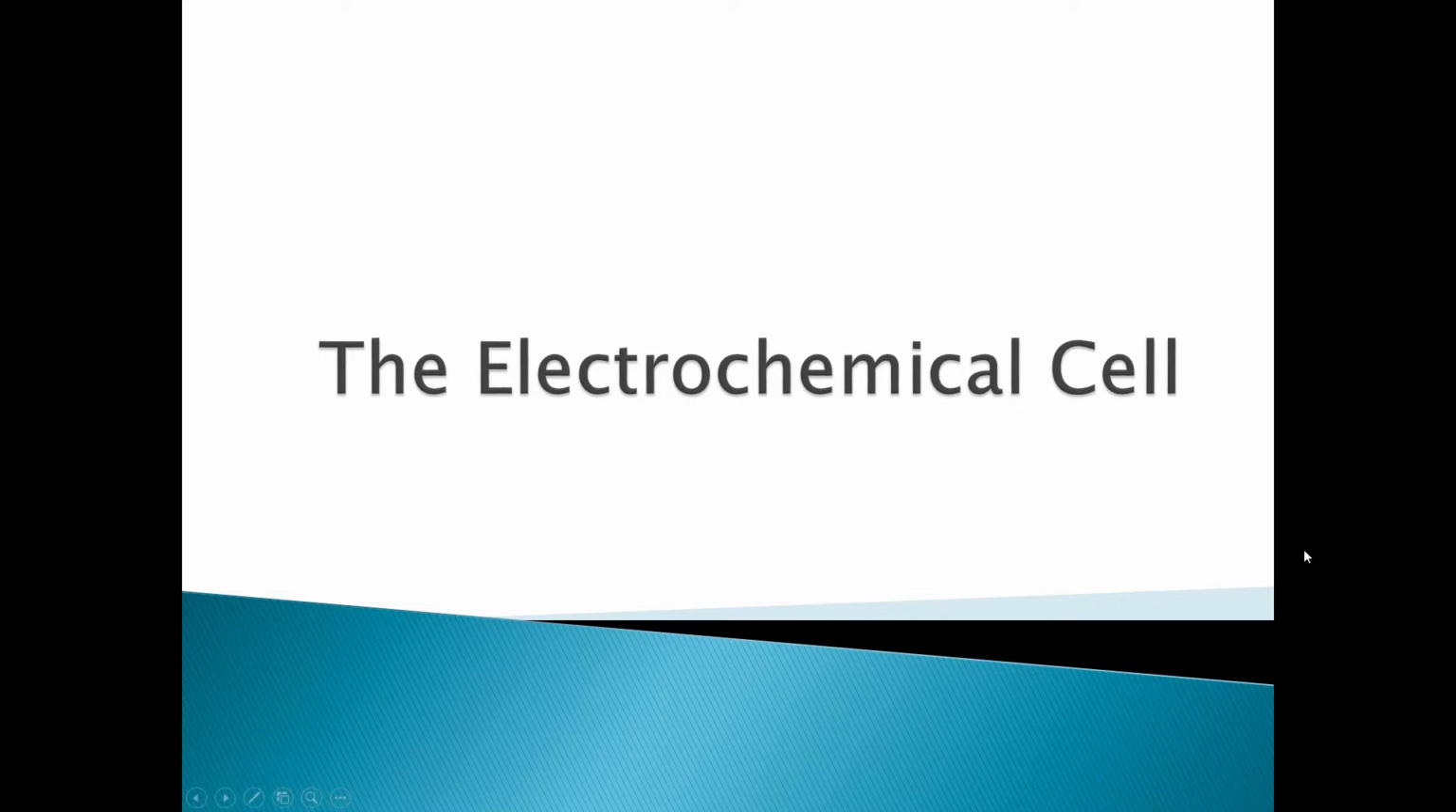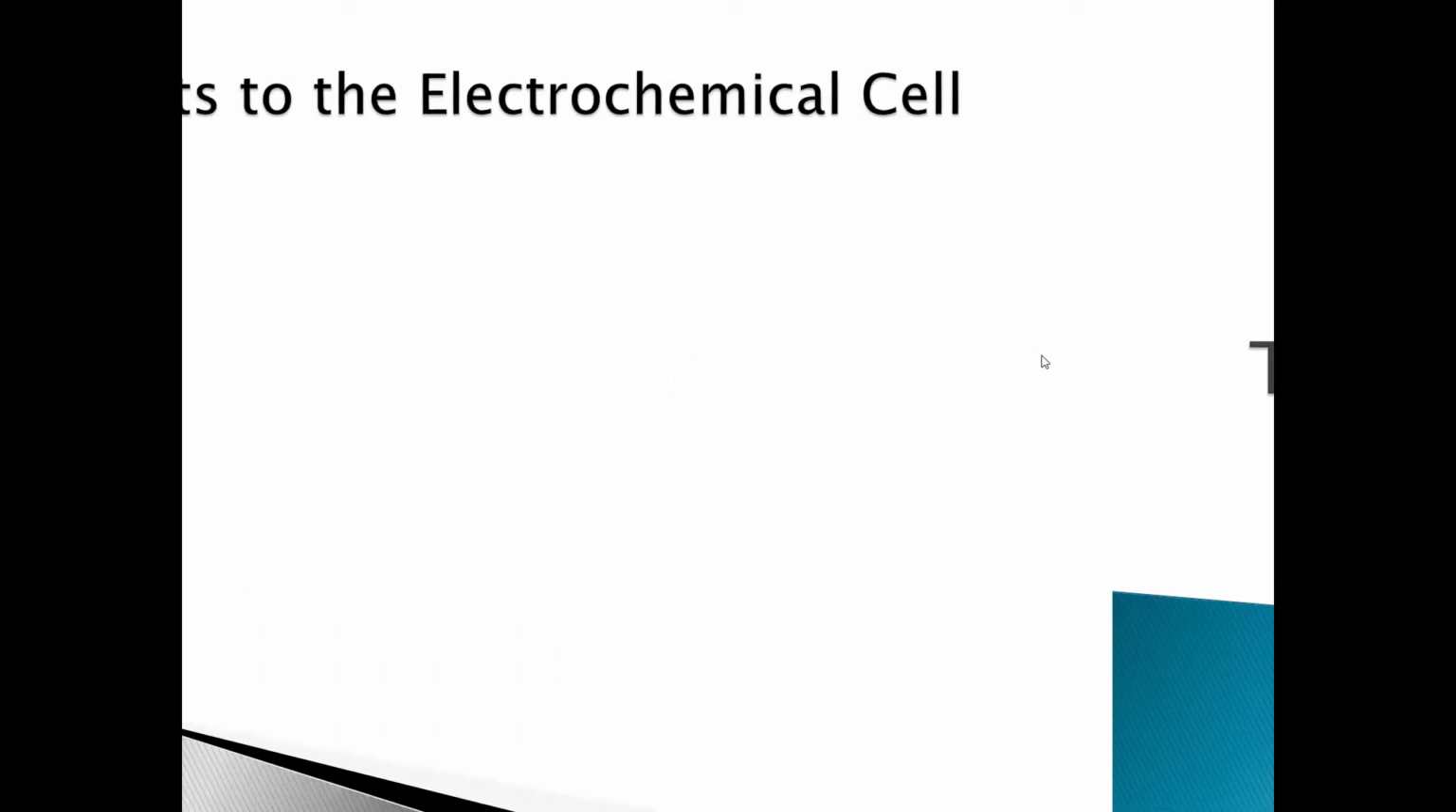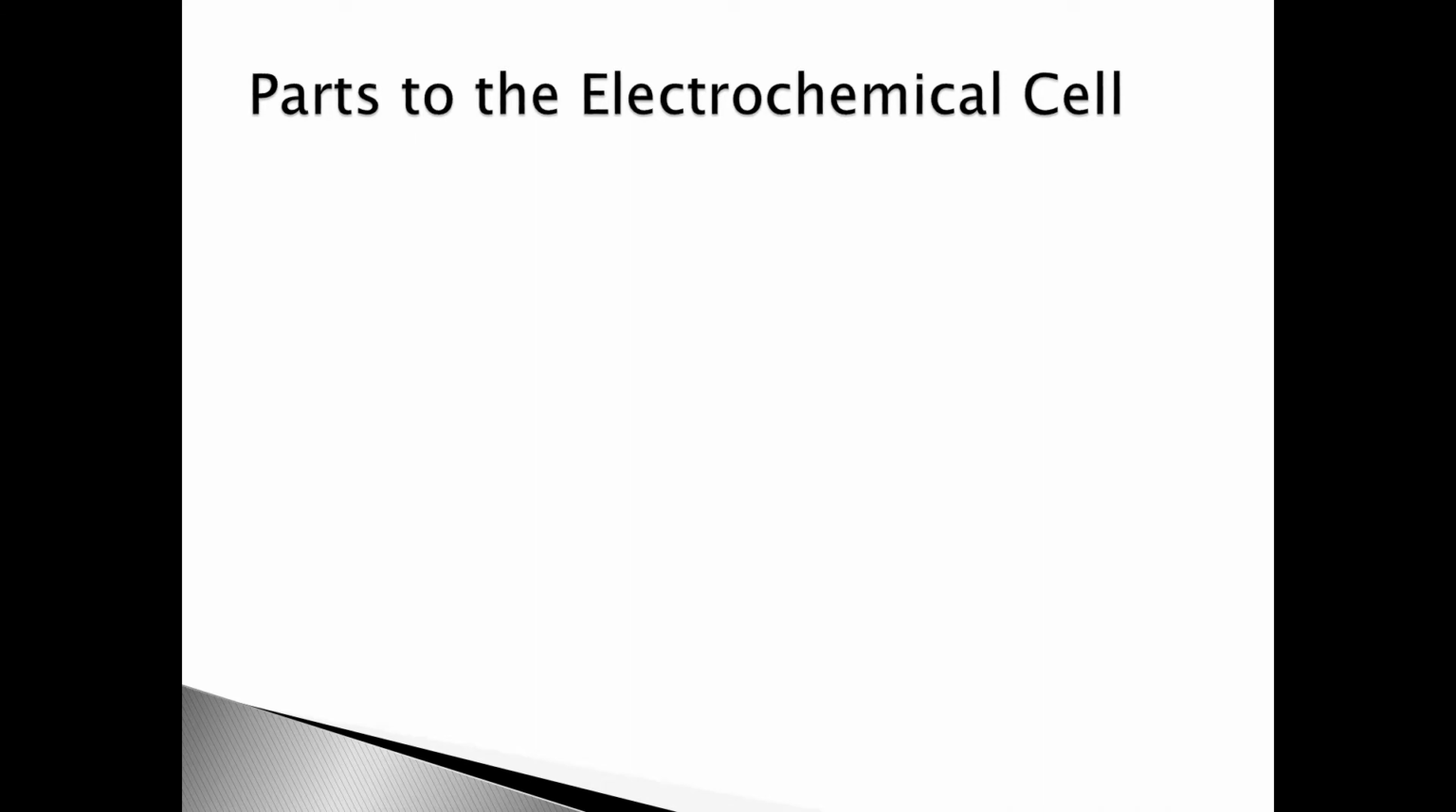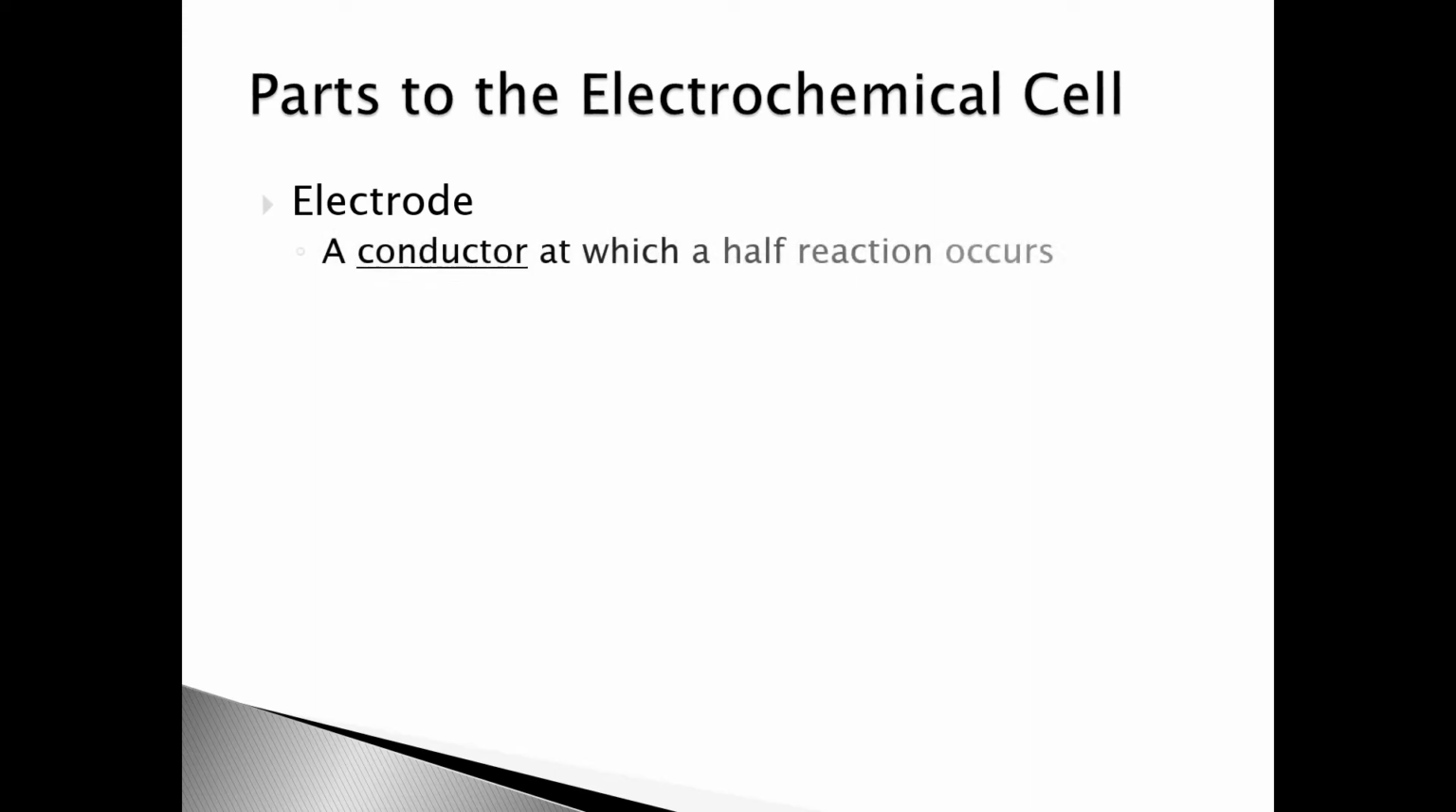Anyways, today we're going to discuss a little bit more about what actually goes on during the electrochemical cell process. All right. So first things first. An electrochemical cell is composed of basically two halves. You have one metal and you have another metal. Now each metal is what's called an electrode. An electrode is basically just a conductor, so any conducting material, and a half reaction occurs at that conductor.